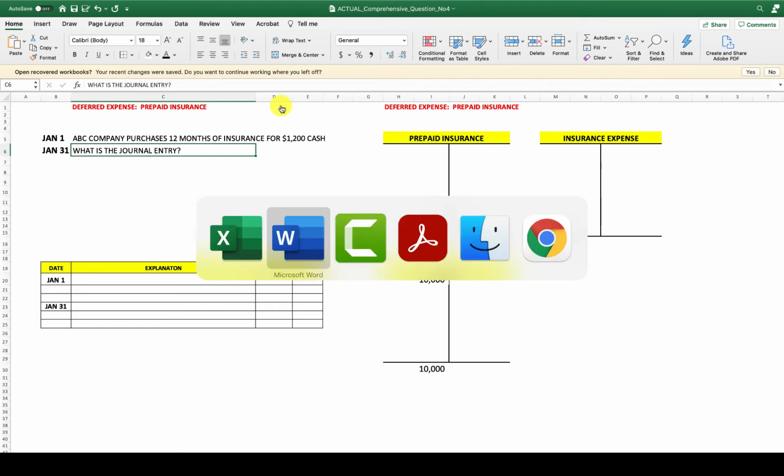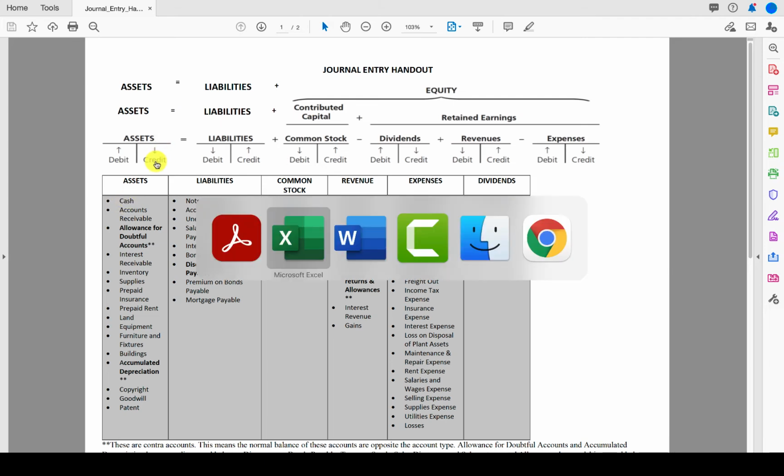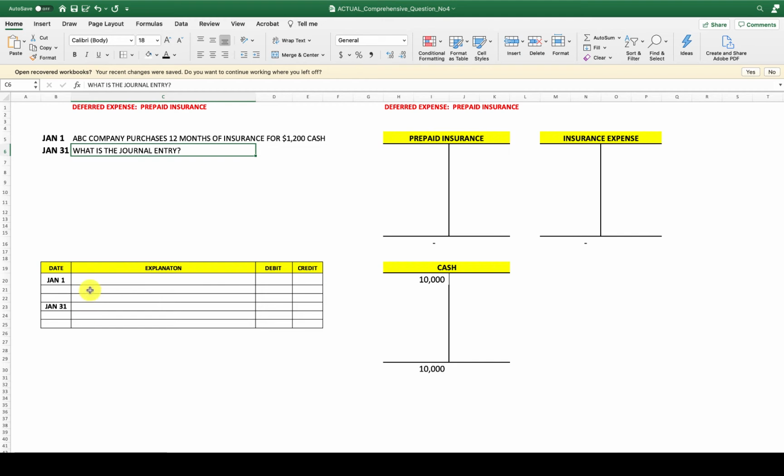So the first thing we need to do is you can go back to your journal entry handout and say, okay, what are we receiving? We're receiving insurance that's paid for ahead of time. So it's a prepayment of insurance, and we're paying cash. The shortcut for these entries is to do the cash part first. If we're paying cash, cash is going down. What do we do with cash when it's going down? We credit cash. So I'm going to go over here to cash, and I know that that's going to be a credit to cash, and it's going to be for $1,200.